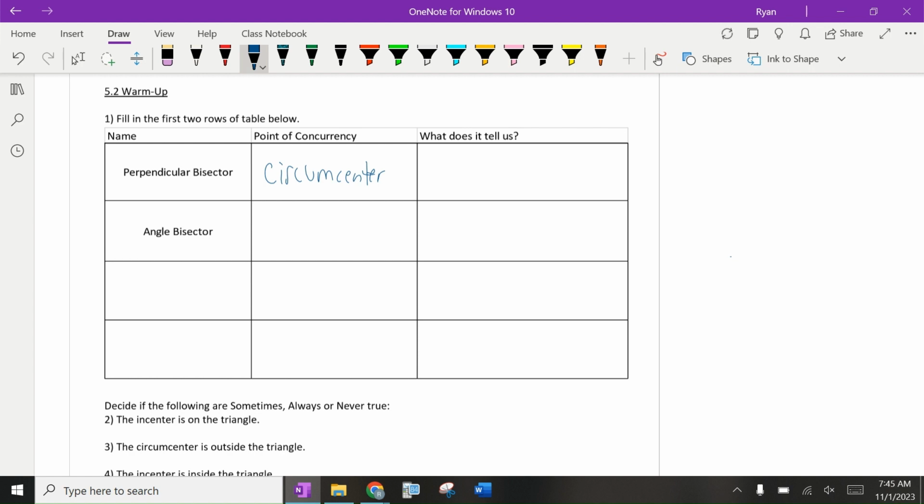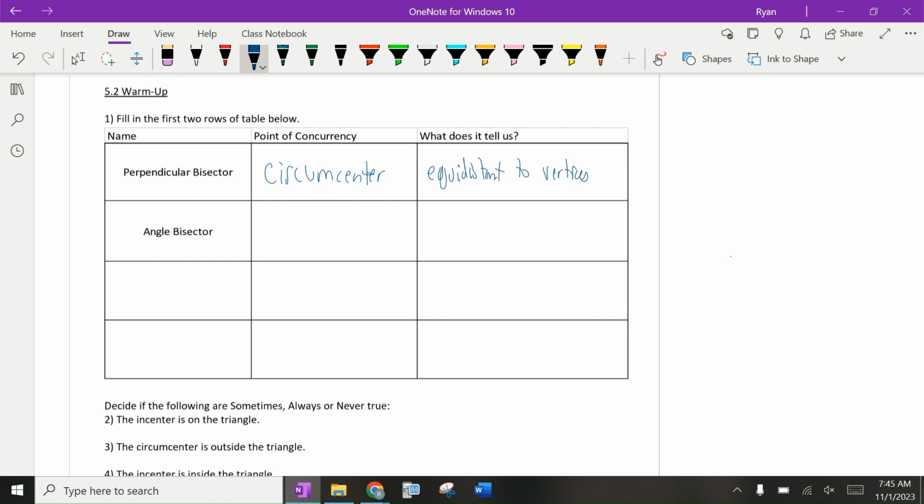And if you have a circumcenter of a triangle, it has a special feature to us. That point is going to be equidistant to the vertices of the triangle. It means the distance from the circumcenter to each vertex is going to be equal.